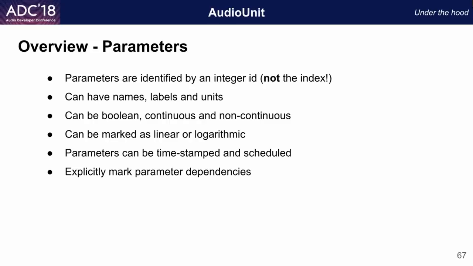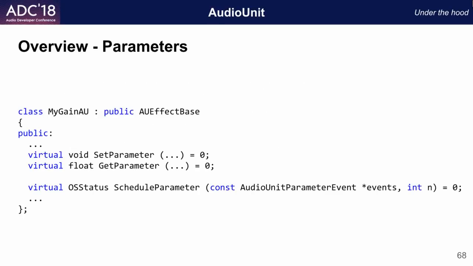Parameters, they've learned from VST2, right? They're identified by an integer ID, not their index anymore, yay, so we don't have that reordering problem. They can have names, labels, and units. They can also be Boolean and contiguous and non-contiguous, so they're also an improvement to VST2. They can even be marked as linear and logarithmic, and parameters can be timestamped and scheduled. That's very important. And you can explicitly mark dependencies between parameters. That's important to get around that loop of death I showed you before.